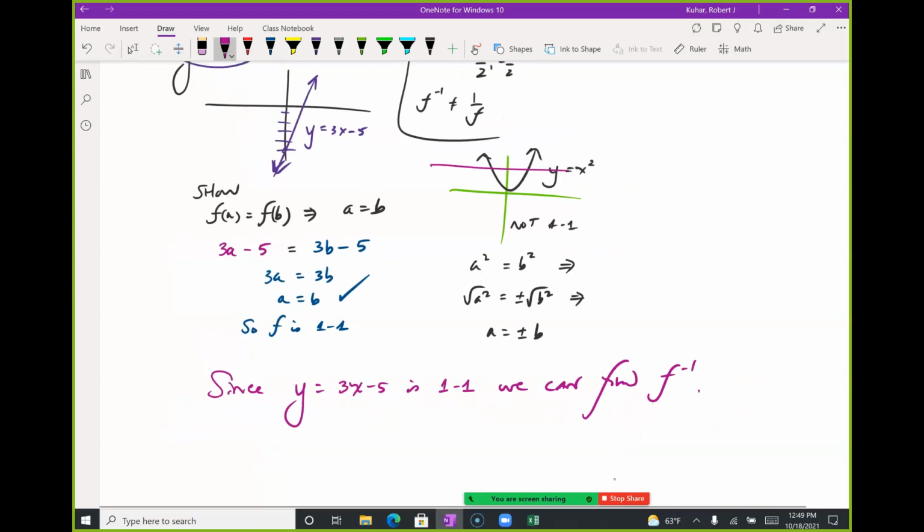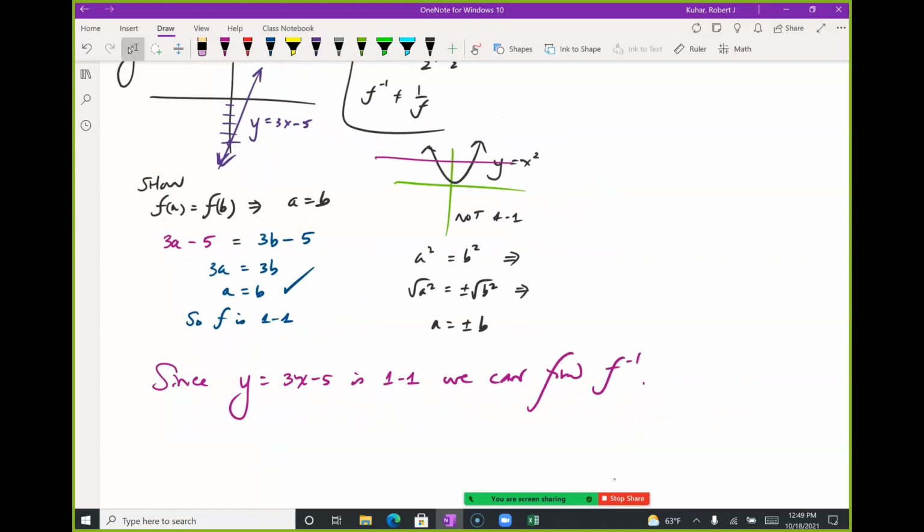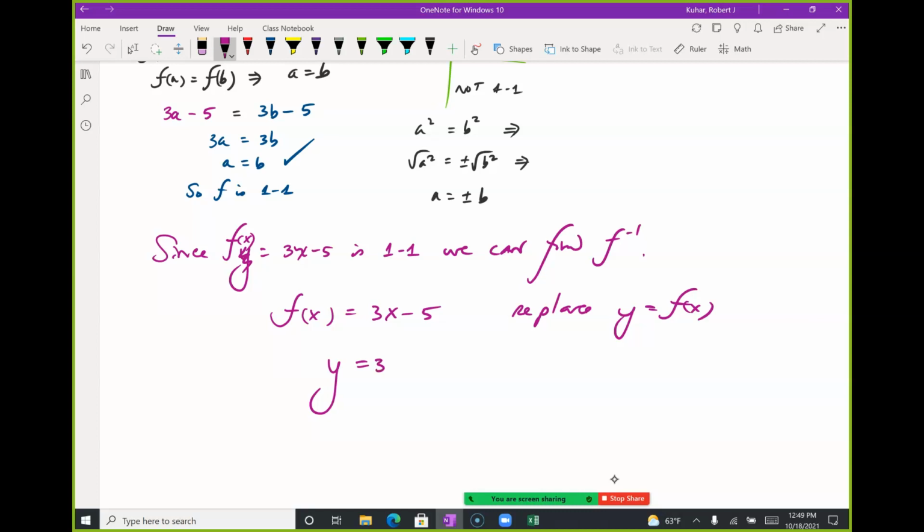So what we do is, instead of using f of x, I'll say this is f of x here, sorry. So we say, okay, we have f of x equals 3x minus 5. Replace y equals f of x. So I get y equals 3x minus 5. And now I want to solve for x. Right, so what do I get? Y plus 5 equals 3x.